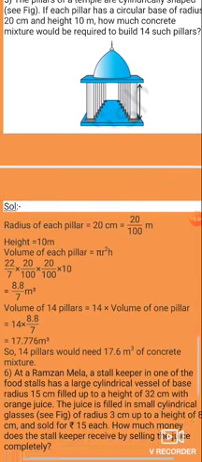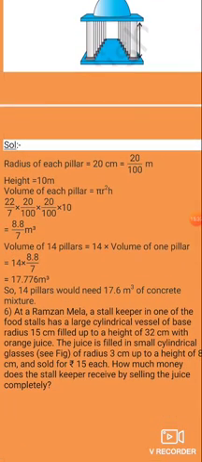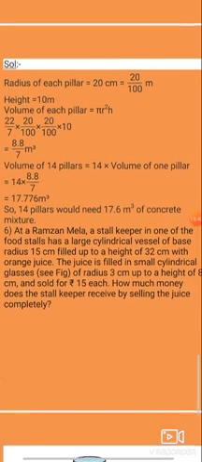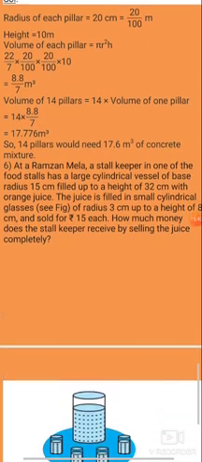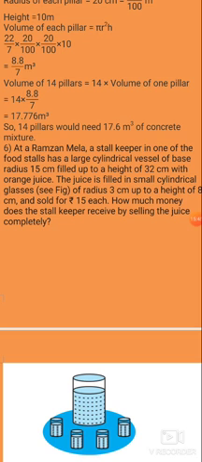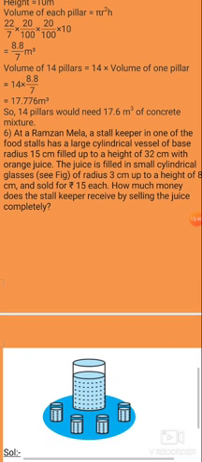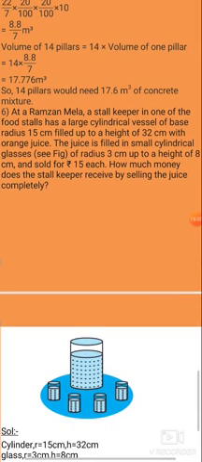Now the last question. At a Ramzan Mela, a stall keeper in one of the food stalls has a large cylindrical vessel of base radius 15 centimeter filled up to a height of 32 centimeter with orange juice. The juice is filled in small cylindrical glasses of radius 3 centimeter up to a height of 8 centimeter and sold for rupees 15 each. How much money does the stall keeper receive by selling the juice completely?